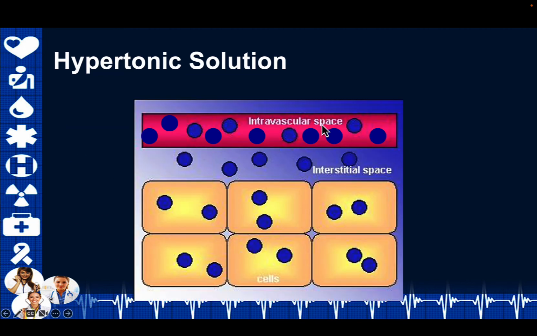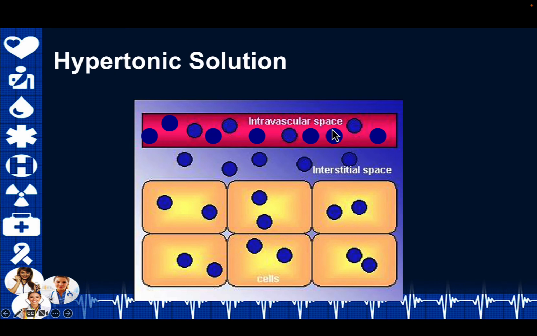Again, if we have our intravascular space, interstitial space, and intracellular space, notice the interstitial space in here is going to be isotonic. So we've got 1, 2, 3, 4, 5 particles or molecules within this space. But once we've infused a hypertonic solution, we have more than that. So here's our 1, 2, 3, 4, 5, 6, 7, 8, 9, 10, 11. We've got about 11 or 12 compared to the 5 that we have. So more than double the amount of stuff floating inside the vascular space. And so that has made the blood a bit thicker.